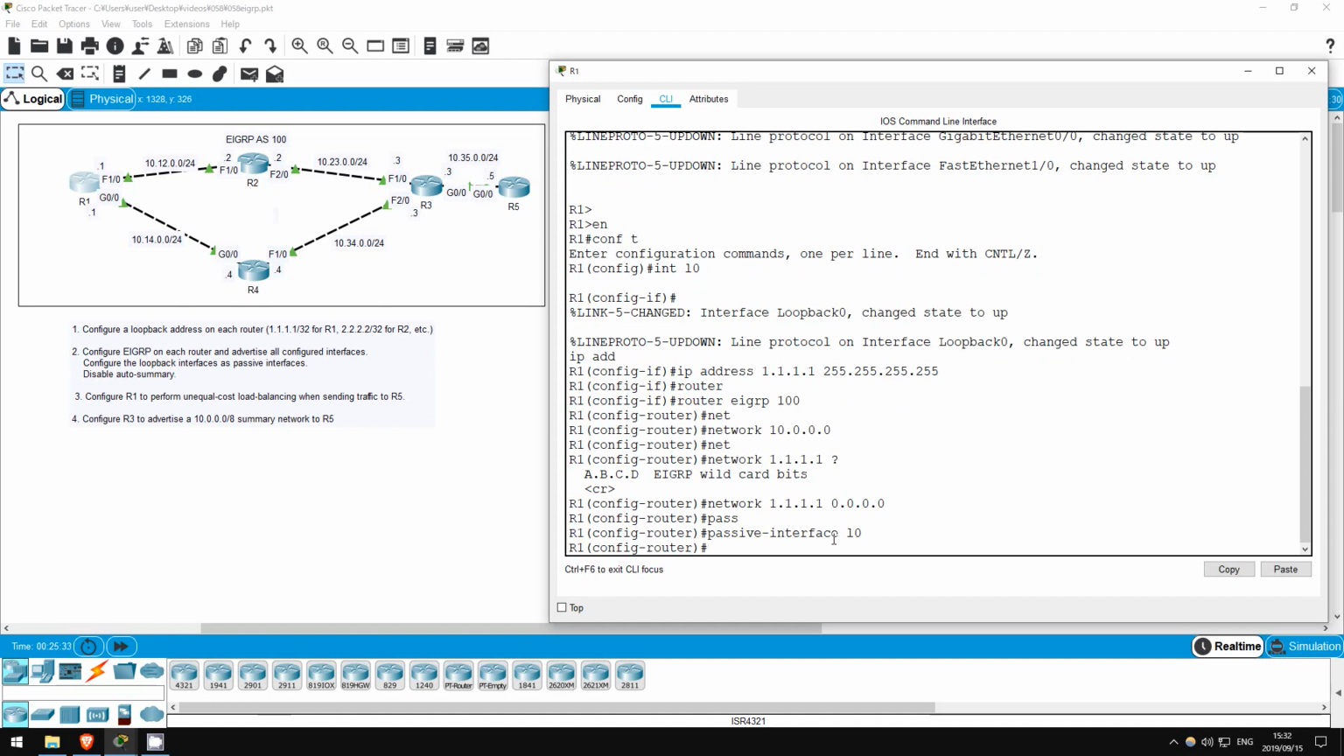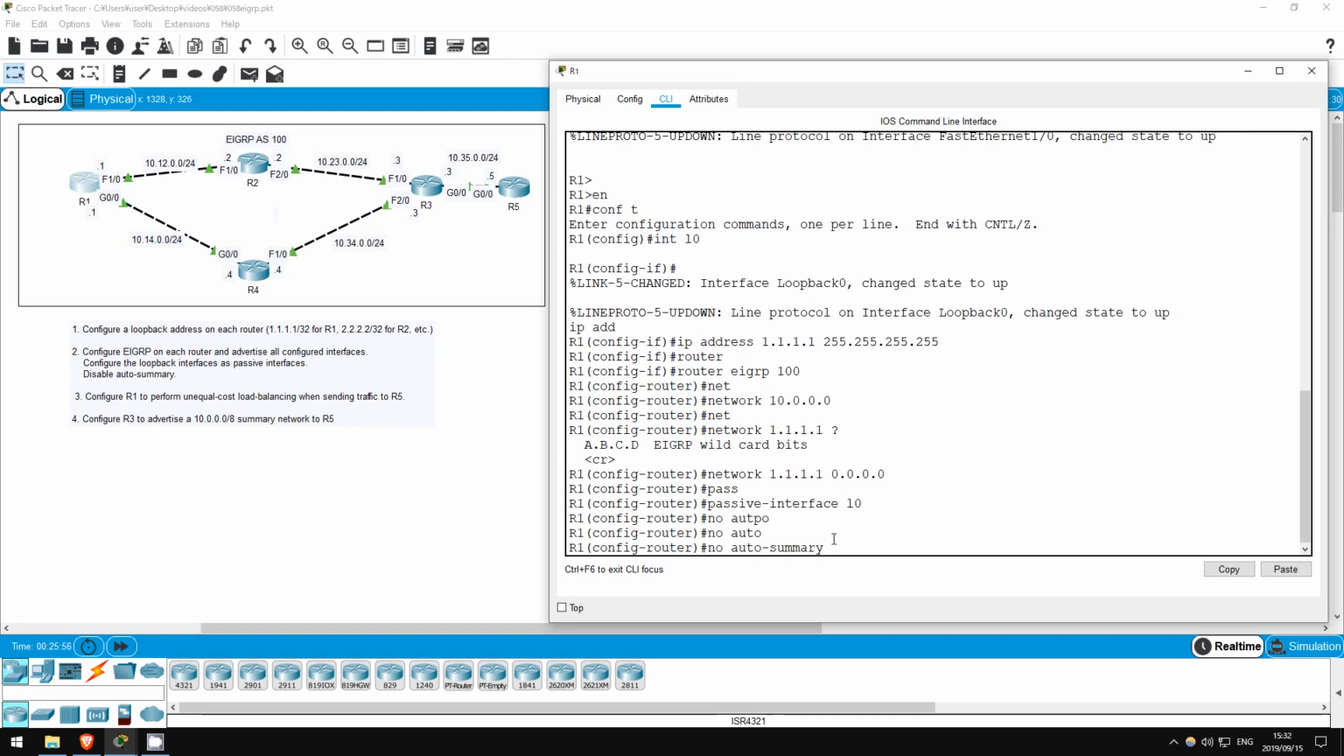Finally, we should disable auto summary. Auto summary can be on or off by default, I assume depending on either the OS version or router model. In Packet Tracer and on these routers, however, it is enabled by default. You should always turn it off. Any summarization should be done manually and only where intended. No auto summary. That's it.